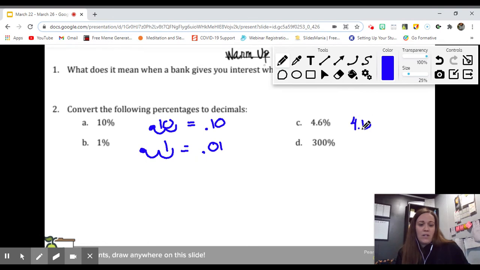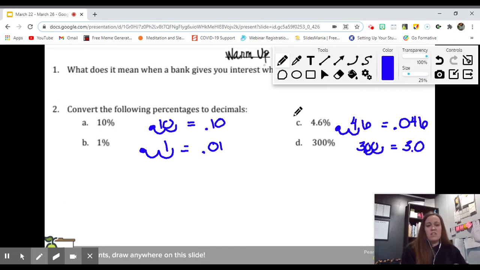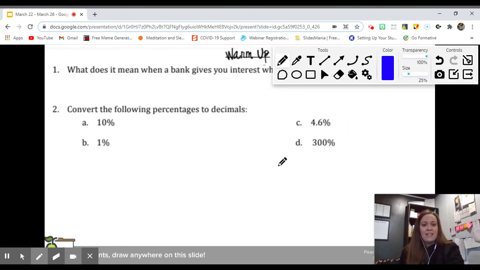If I have 4.6%, I'm going to take it back 2 times, dividing by 100. That's represented by changing the decimal place 2 times, dividing by 10 once, dividing by 10 twice, and that is going to give me 0.046. And then if I happen to have 300%, changing that to a decimal, I'm going to move it 2 times, 1, 2, so 300% written as a decimal will be 3.0. Let's add that 0 onto the very end. So that was a very quick recap of converting percentages to decimals, because we're going to be using that concept and skill in today's lesson.